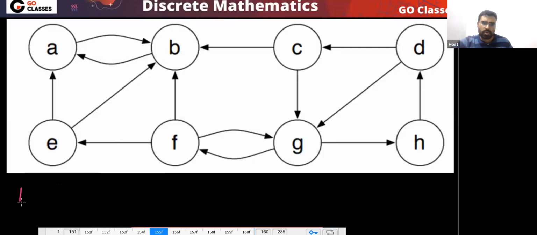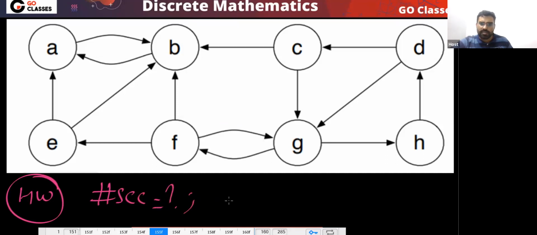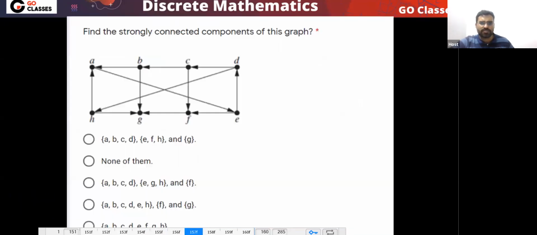This question you can take as homework. For this question you have to find the number of strongly connected components and also the associated DAG. You can take this as homework because many questions we have already done. Yes or no? This is another homework.